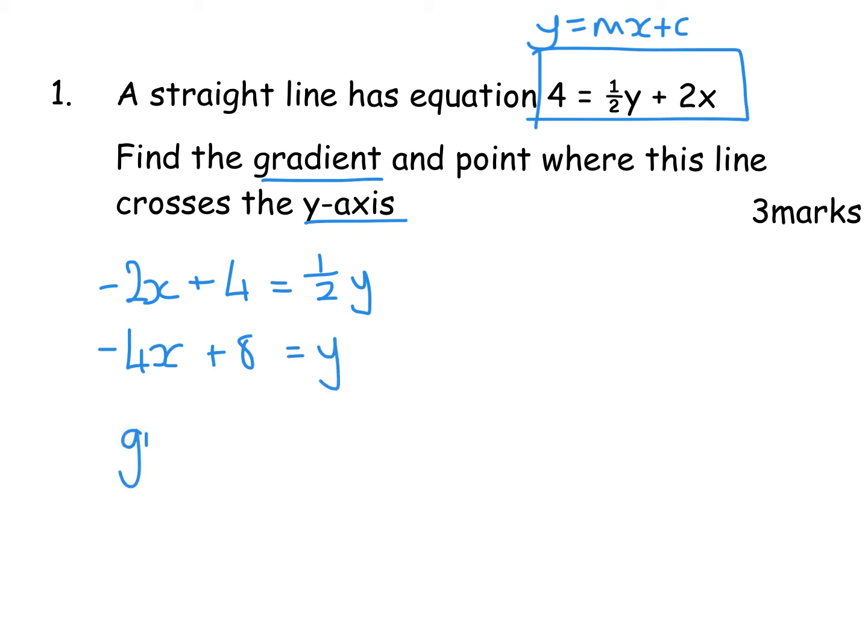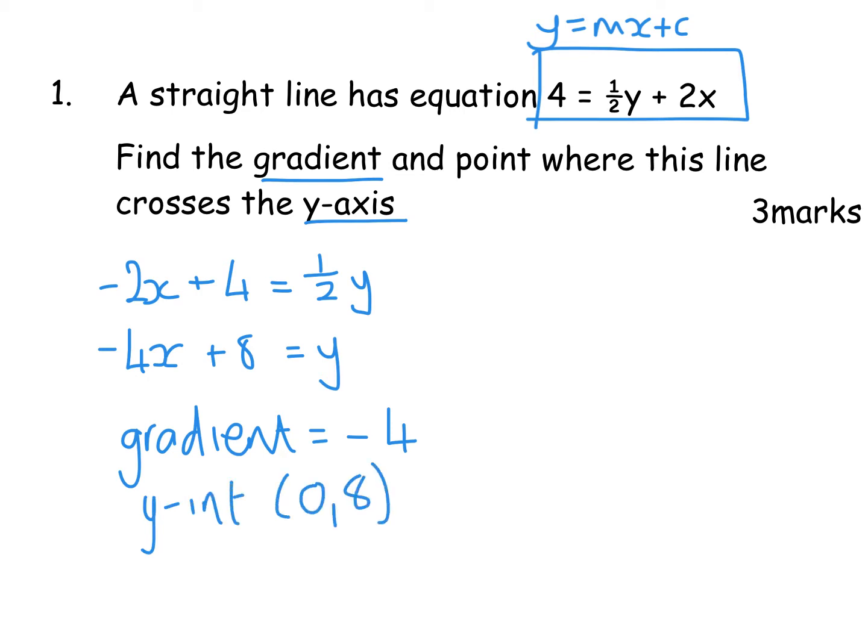So that means that our gradient is whatever is in front of the x. So our gradient is minus 4. And our y-intercept as a coordinate would be (0, 8). And your marks, if you were marking this, there would be a mark for rearranging into y equals. It doesn't matter if my y is on the right. It could just as well be over on that side as well. There would be a mark for your gradient and there would be a mark for your y-intercept, preferably as a coordinate, please. Okay.